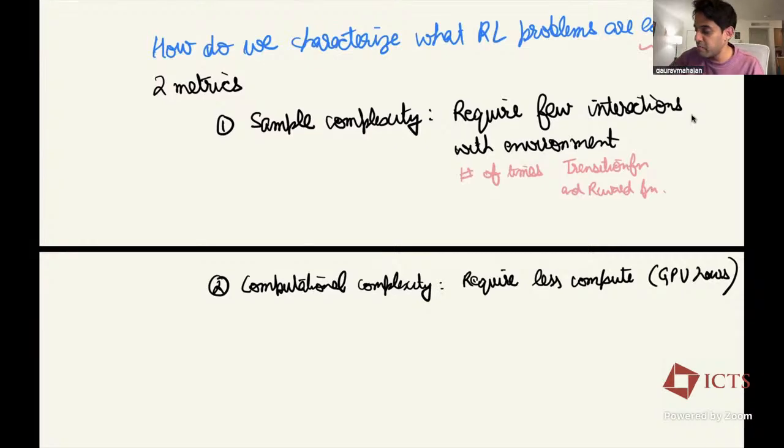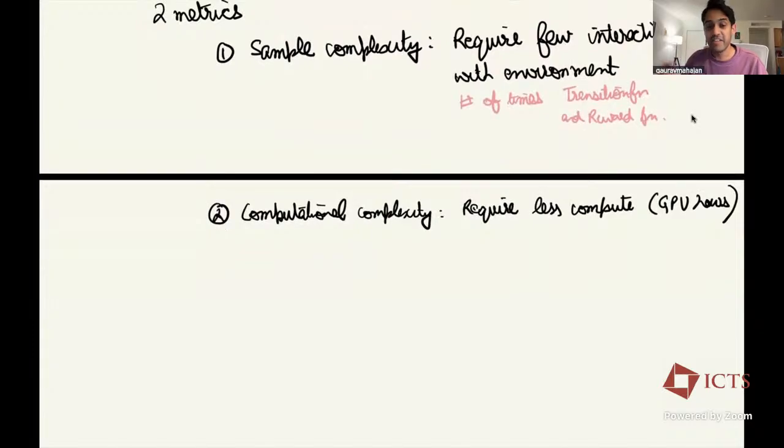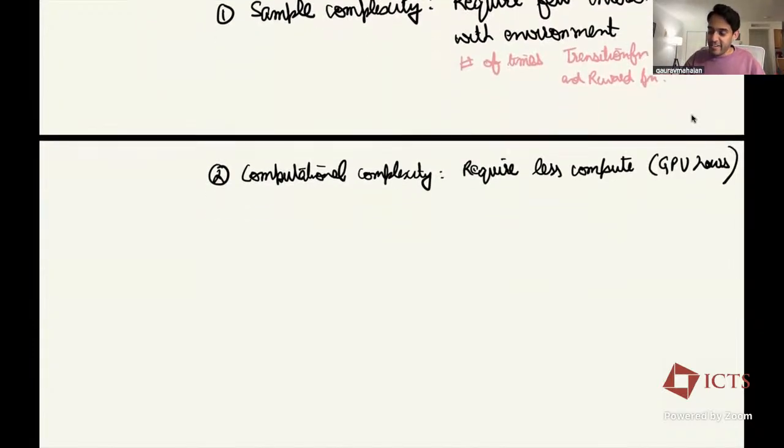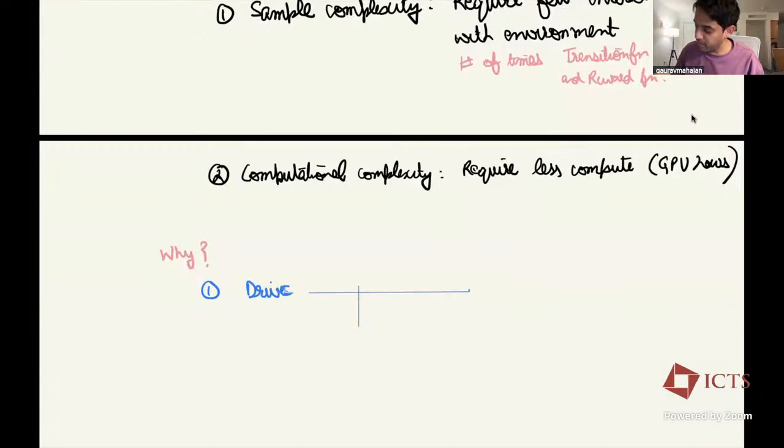A very natural question when somebody talks about sample complexity and computational complexity is, why care about these? Why do we want to characterize these? It's because traditionally it has been seen that if you try to analyze or characterize a set of problems which are easy, it usually also drives good design of algorithms.